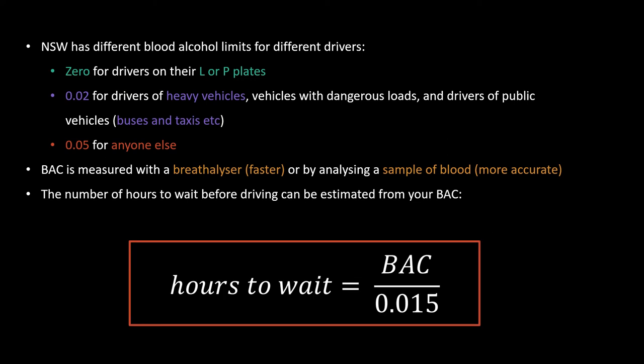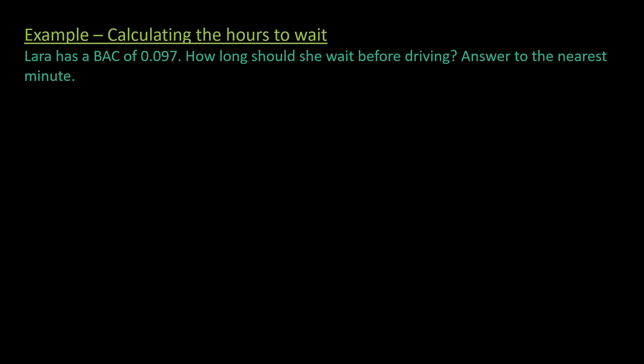So here's a little formula. You just need to wait BAC over 0.015 hours before you drive. So let's have a go at that one. Lara has a blood alcohol content of 0.097. How long should she wait before driving? Answer to the nearest minute. So all it is is BAC over 0.015. We've already found that her BAC was 0.097.